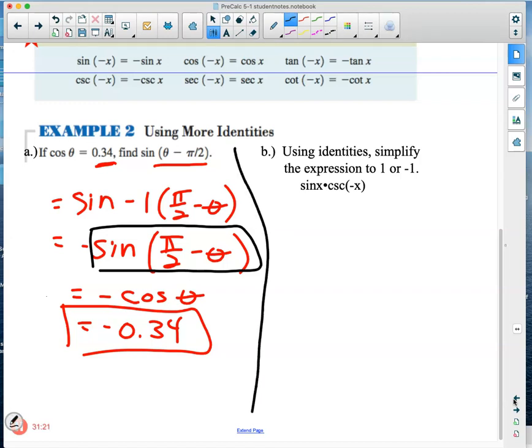B says, using identities, simplify this. It's going to come out to either 1 or -1. They already gave us a 50-50 chance. And it says we're going to take the sine of x times cosecant of -x. And the first thing I'm thinking is, well, why did they put cosecant up there? That's a secondary trig function. I think they're trying to mess with me here. Cosecant, what do you flip to get cosecant? Sine.